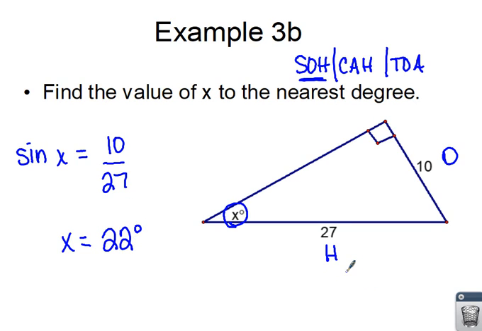Now would be a great time to tell you that if you don't have your own calculator, it might be a wise idea to get one like the ones we have at school, because your phone is not necessarily going to do everything we need it to do. And when you take a test, you're not going to be allowed to use your phone. So it might be a good idea to get your own calculator at this point.